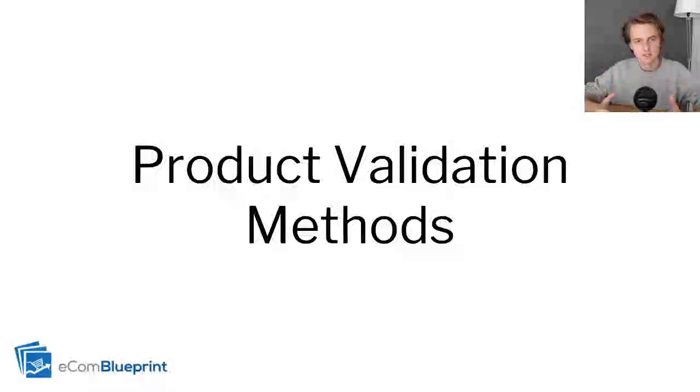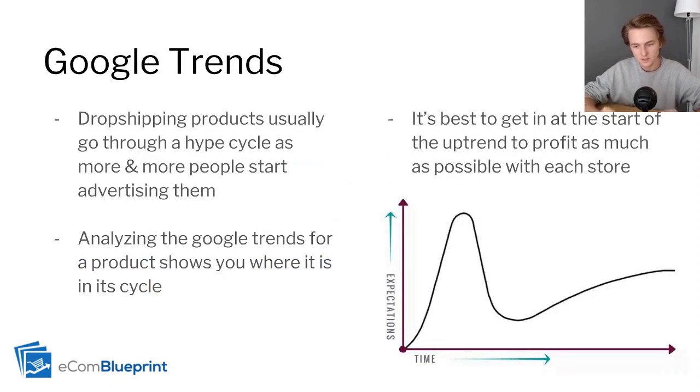All right, everybody. So in this lesson, I'm going to be talking about product validation methods, and then I'm going to show you exactly how I validated the posture corrector product for the Flex Posture store. So first off, Google Trends. Google Trends is a great way to validate the trend of a certain product.